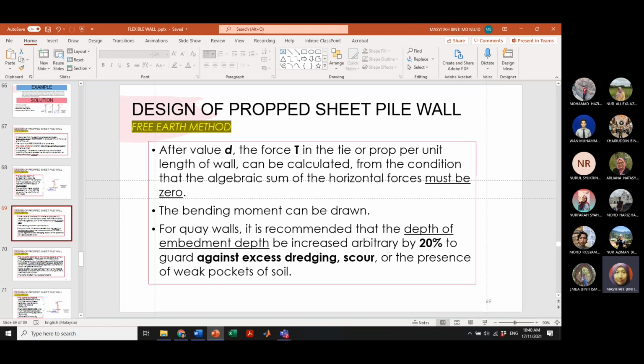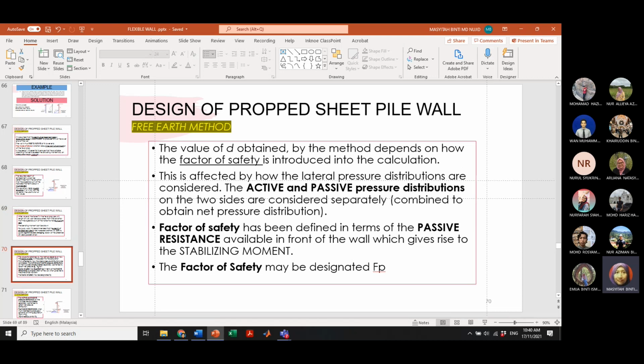Okay, tadi kita berhenti dekat sini. So the purpose of course still kita nak dapatkan the embedment depth. Kemudian nak calculate juga nilai T kan, force yang ada pada anchor or prop wall.